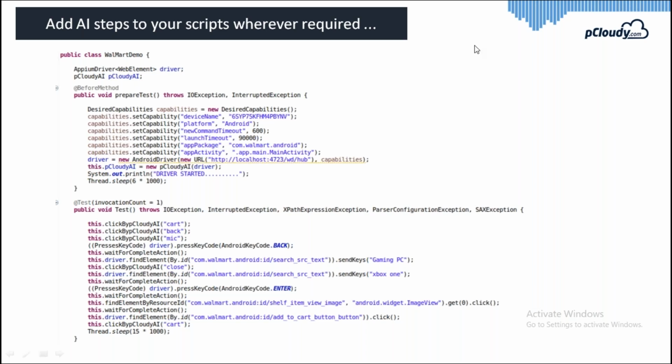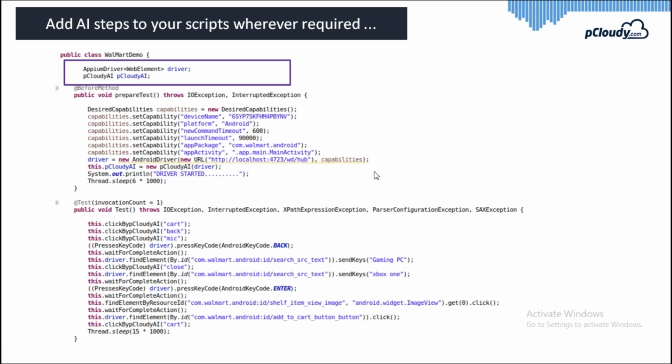So let's say this is the code which I am writing here, where I'm actually creating the driver. Okay, and at the same time I also have to create the pCloudy AI driver, right? This is the artificial intelligence driver which we have. So this is something which we have to additionally add here. After that, these are the common code which you might already be using to run your test automation on pCloudy. So what exactly we will be adding additionally here, with the help of pCloudy AI, is what we're going to see.